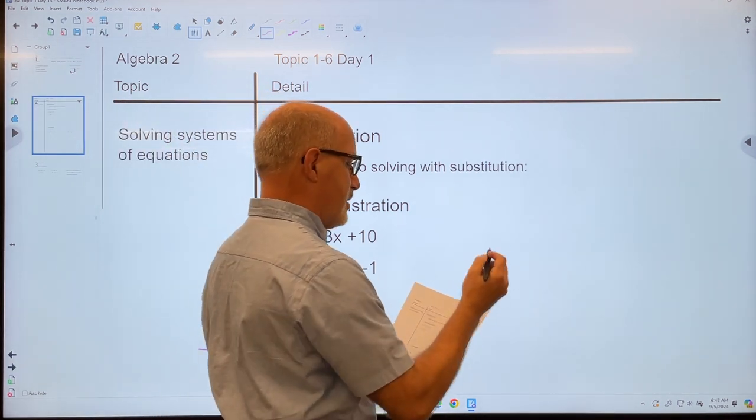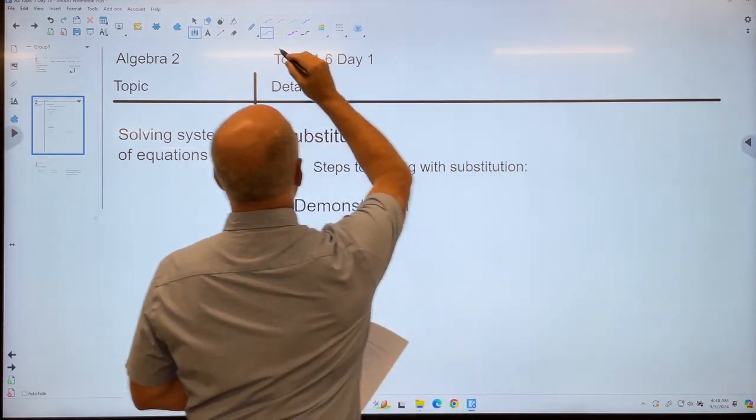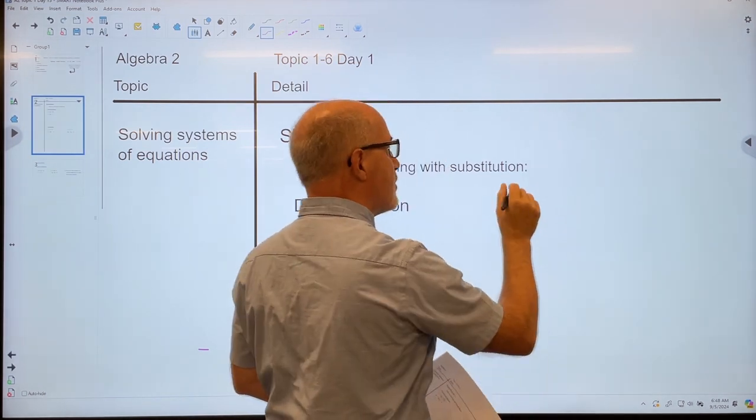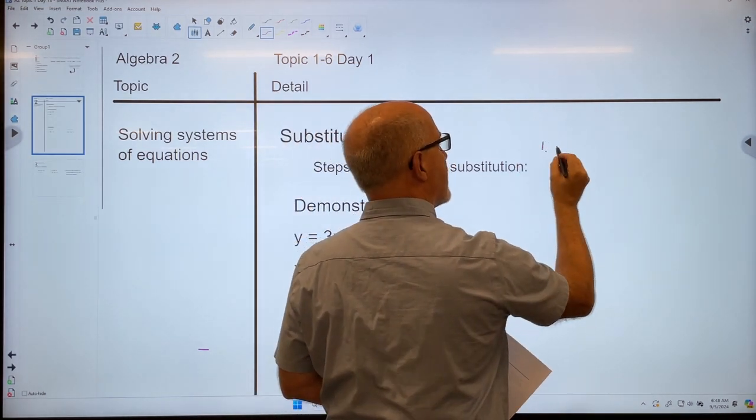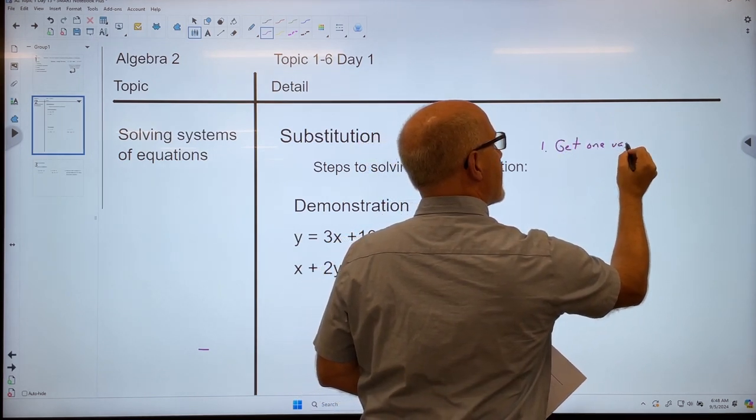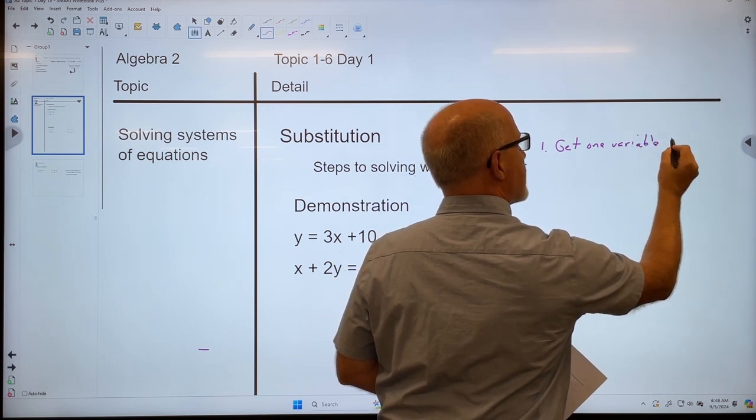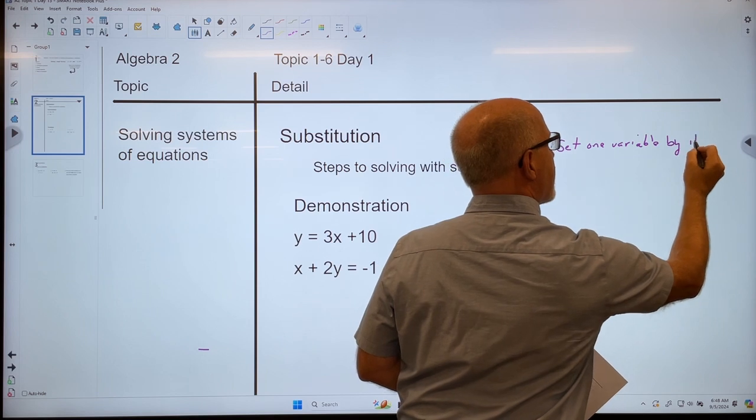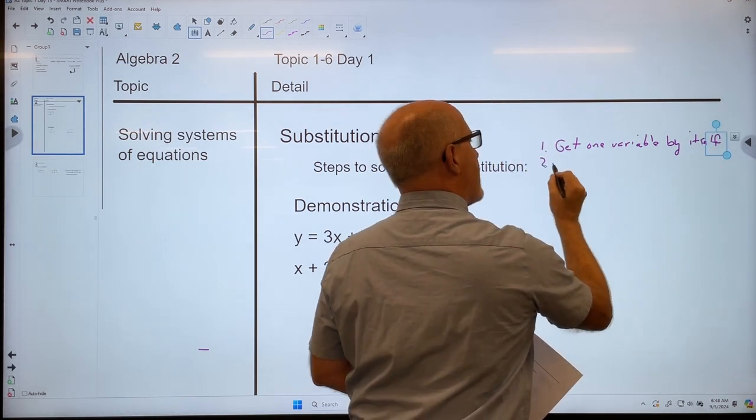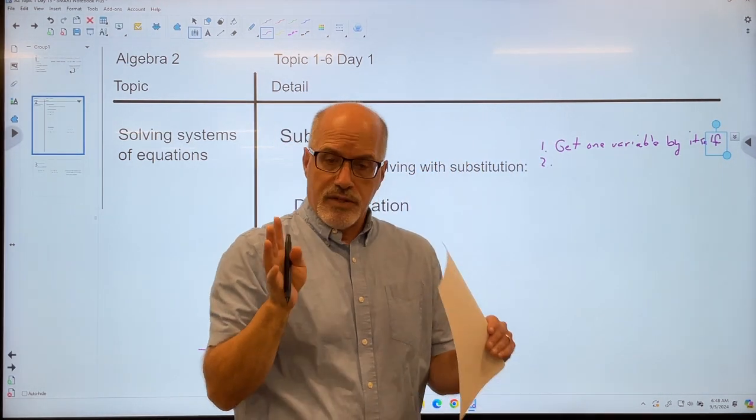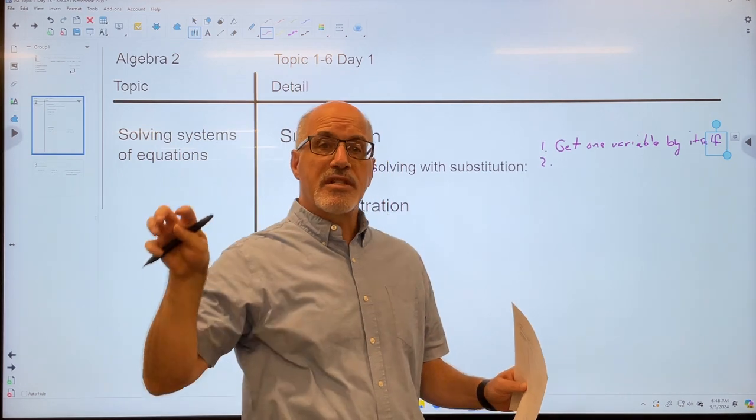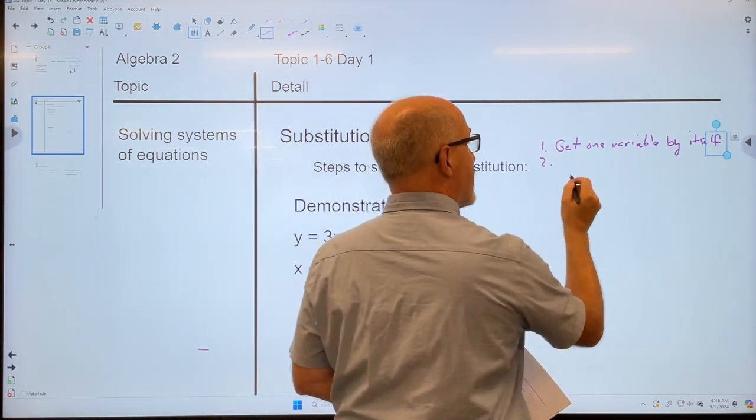So our steps for this are, number one, because our objective is to solve the system, we want to get x and y both. So the first step is to get one variable by itself in one of the equations. Now the second step, you want to then take that variable, it's going to be x or y equal to some expression. You want to take that expression and substitute it into the other equation.